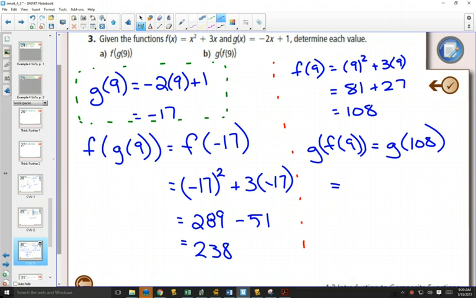And if we plug in 108 into our g function, we're going to get negative 2 times 108 plus 1, negative 216 plus 1, negative 215. So the first one is quite a bit bigger because the second one is negative.